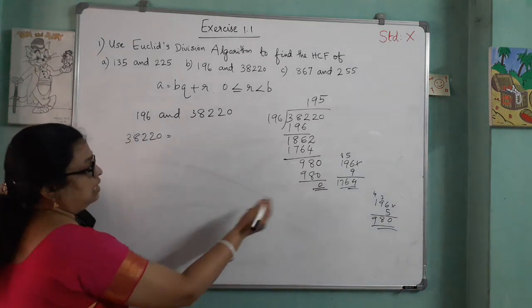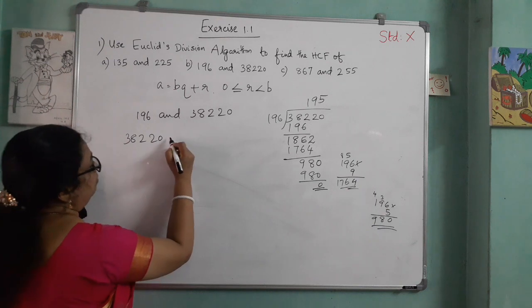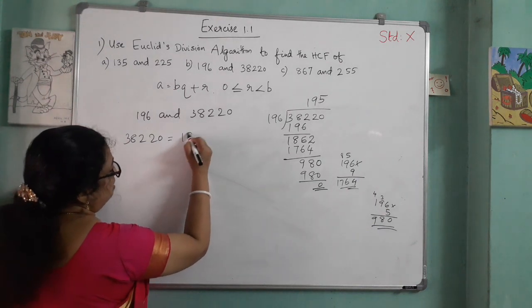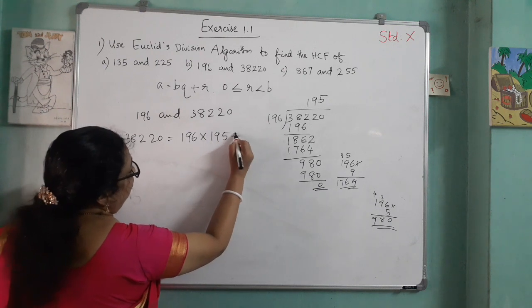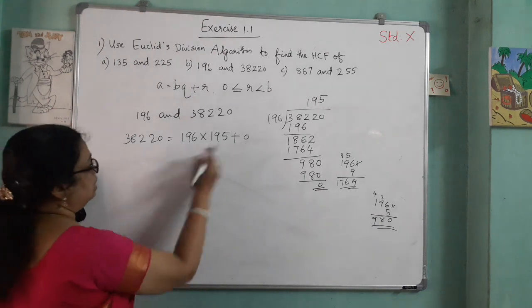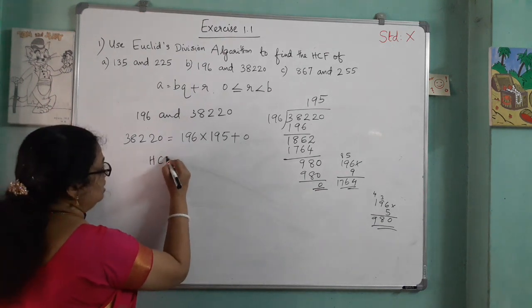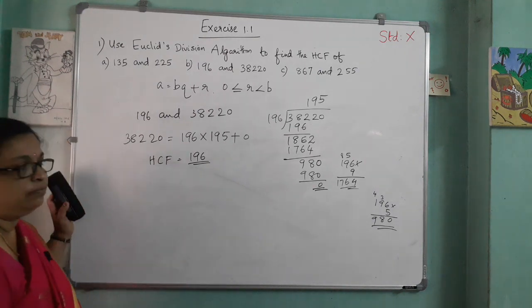So in the first step we get the remainder 0. This 38,220 can be written as the divisor, that is 196 into 195 plus remainder 0. Now in the first step we get the remainder 0, so we can write the HCF is 196. Clear?